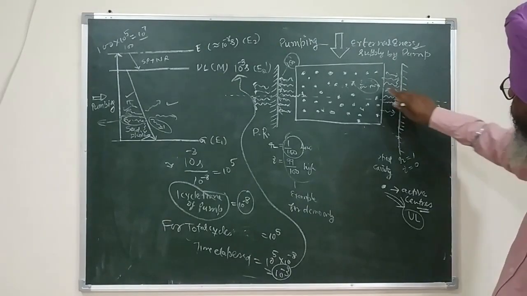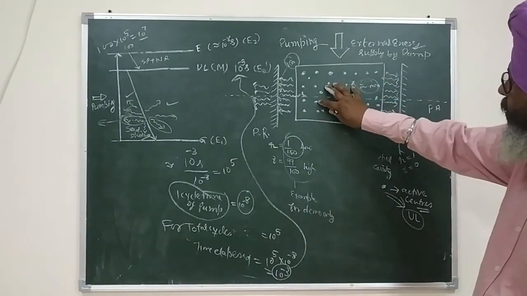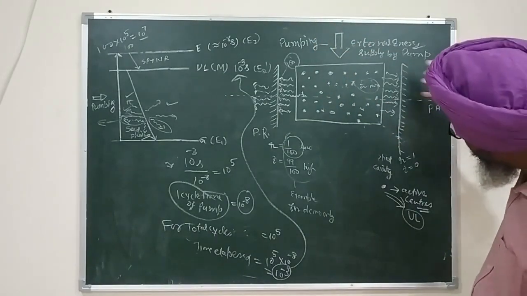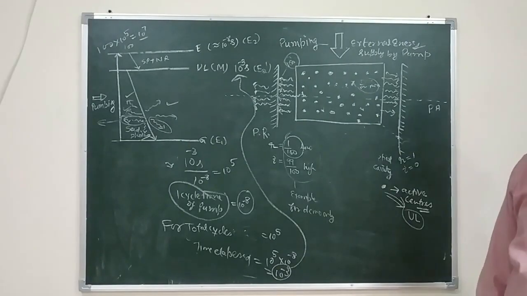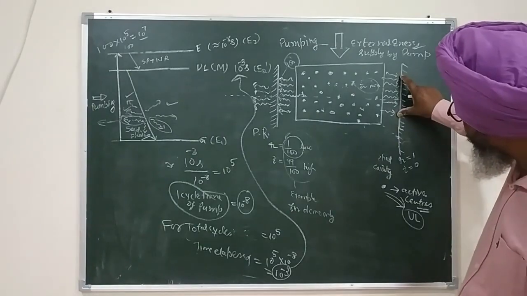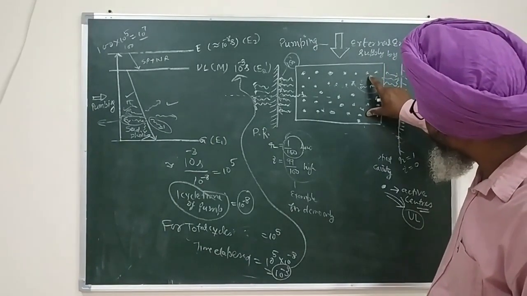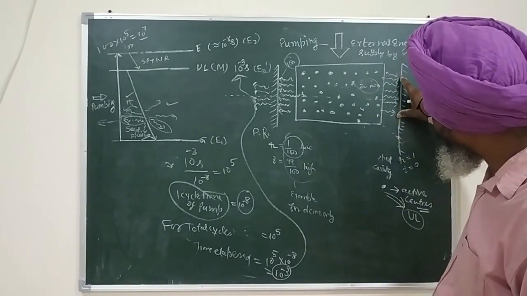In the meantime, some active centers which have been lost will be again recycled by the pump. So all these photons will be reflected back, and the angle of incidence for each of these photons will be 0 degree. And when these 100 photons reflect back, these will come here, and these will again start multiplying.